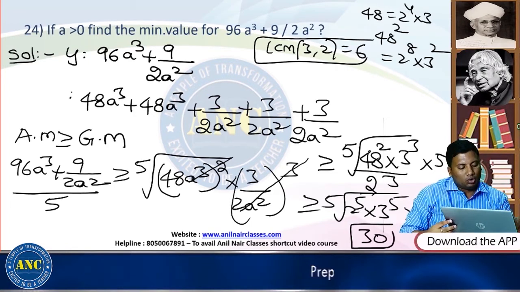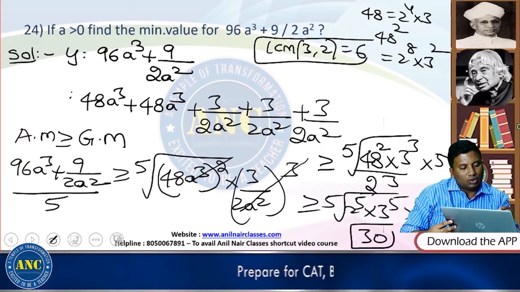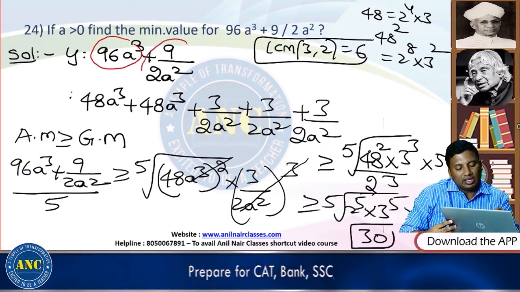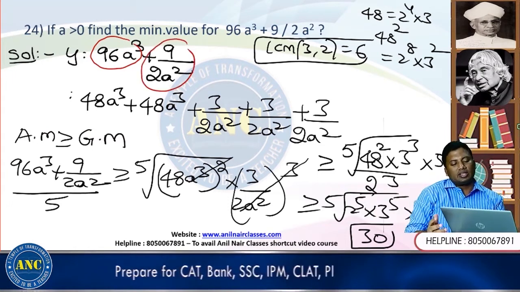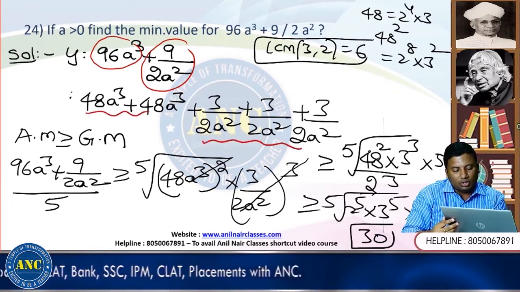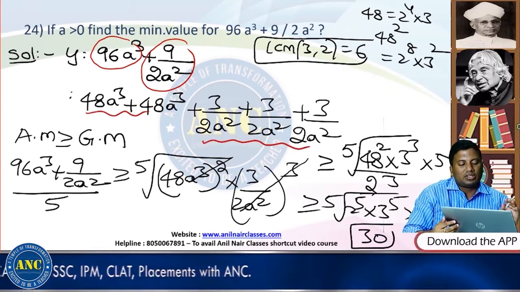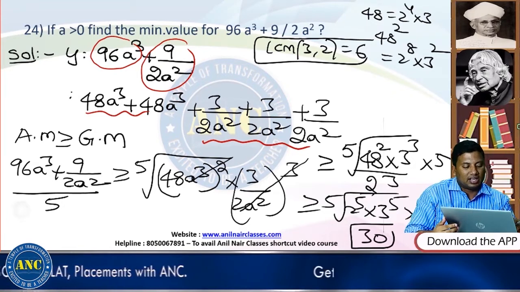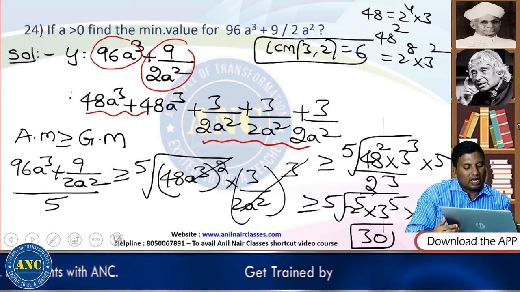Divide this into two parts, and divide this into three parts. You will get this answer. If I divide this into two parts and this into three parts, a power 6, a power 6 will get cancelled. 24. I hope it is clear. Another model.